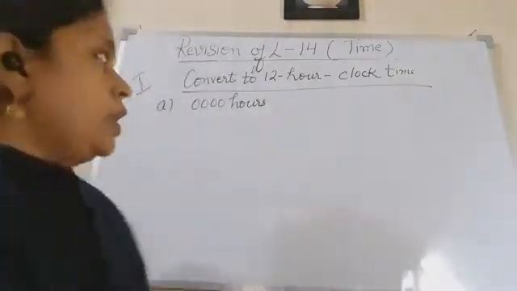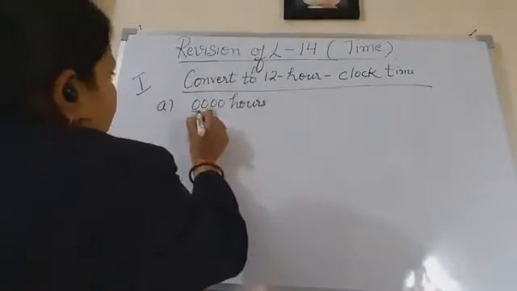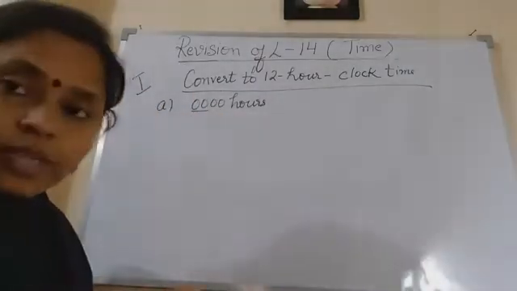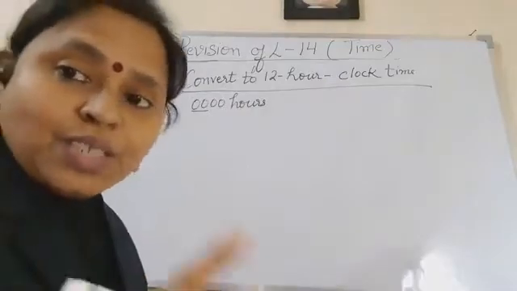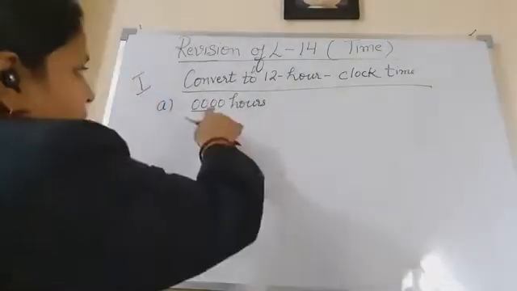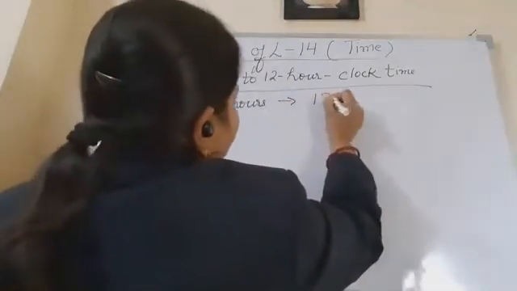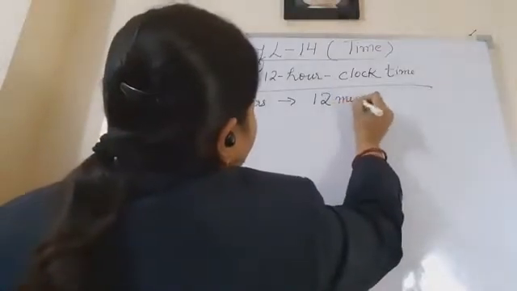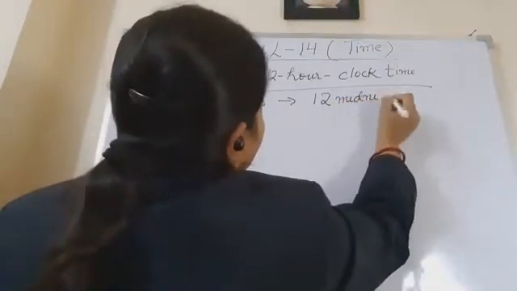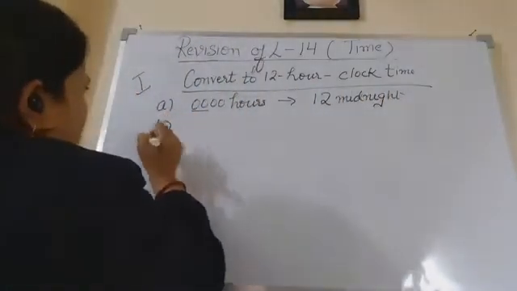12-hour clock time. So now first of all, let us see if the hour is given 0, if the hour is 00, so this time stands for 12 midnight, and the minute is also 00. So this time in 12-hour clock time will be written as 12 midnight. Right? Now let's do the second part of question number 1.